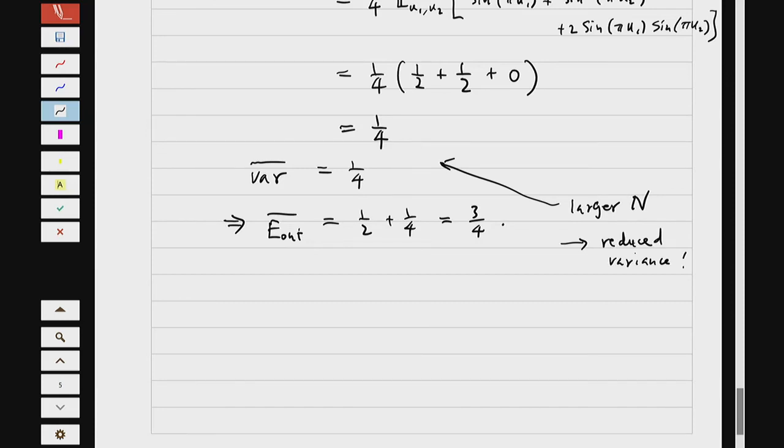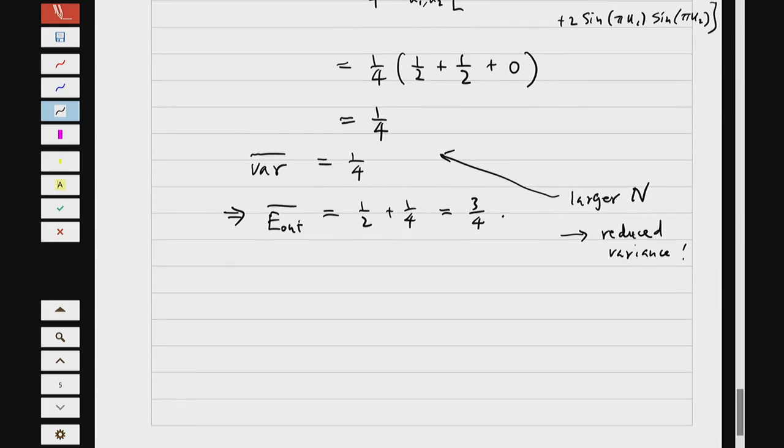Because you fit to more data points, that gives you less choice to choose the best hypothesis, basically. More data points limits how you can choose the best hypothesis. So overall, it gives you smaller variance. Kind of an intuitive explanation. Okay?